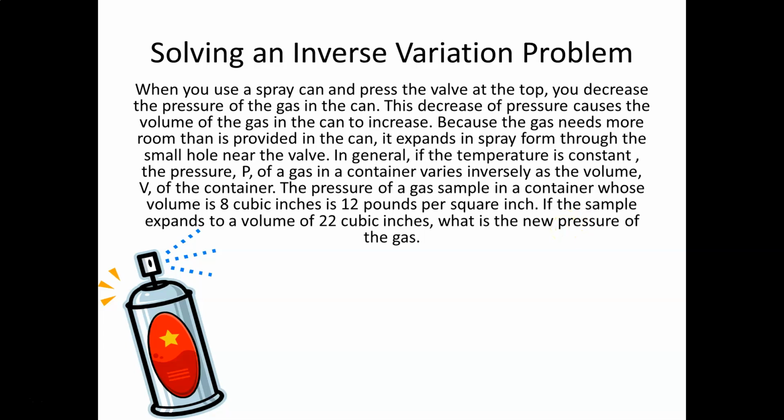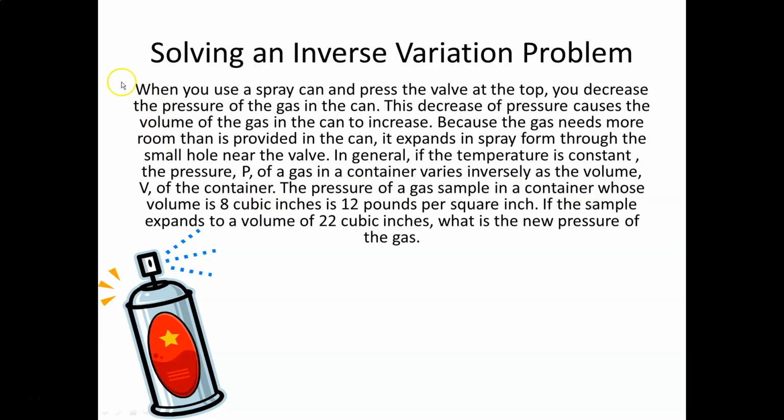When you use a spray can, press the valve at the top. You decrease the pressure of the gas in the can. The decrease of the pressure causes the volume of the gas in the can to increase. Because the gas needs more room than is provided by the can, it expands in spray form through the small hole near the valve. In general, if the temperature is constant, the pressure P of a gas in a container varies inversely as the volume V of the container. The pressure of a gas sample in a container whose volume is 8 cubic inches is 12 pounds per square inch. If the sample expands to the volume of 12 cubic inches, what is the new pressure of the gas?